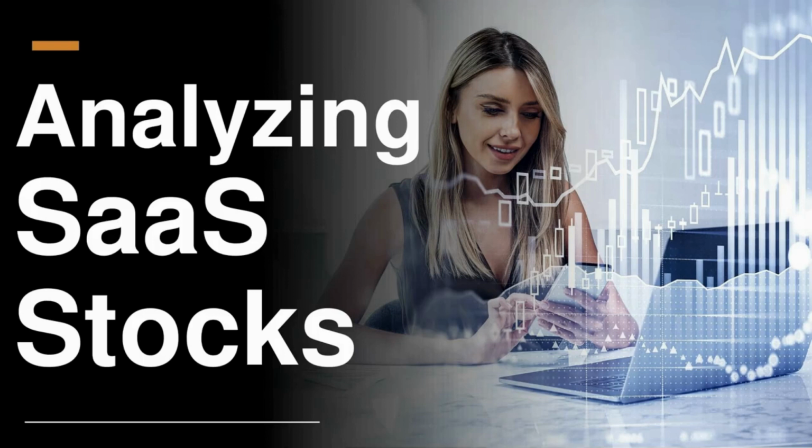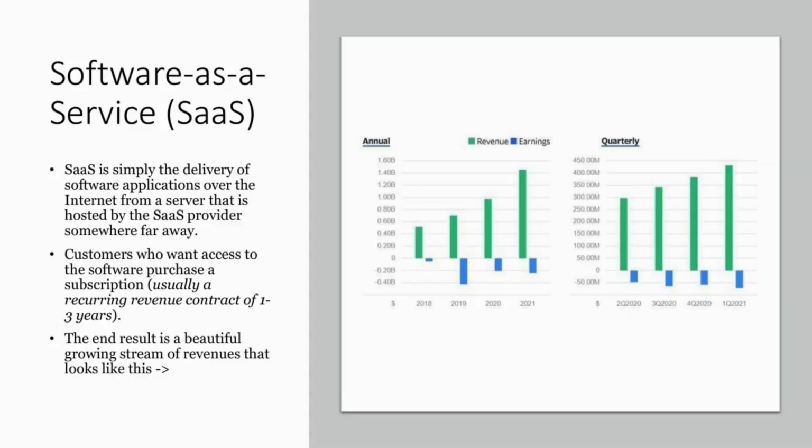Now, some of you may be wondering what SaaS is, so let's start there. The acronym stands for Software as a Service, and this is simply delivering software applications over the internet from a server that is hosted by typically a cloud provider like Amazon or Google somewhere far away, and clients pay you money to access that, and typically that will be in the form of contracts. So this is changing. We'll talk a little bit about the structure of SaaS contracts.